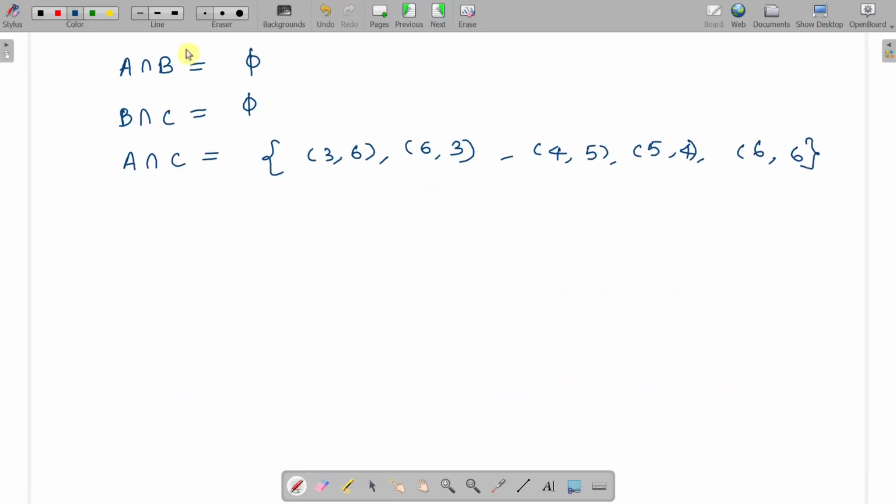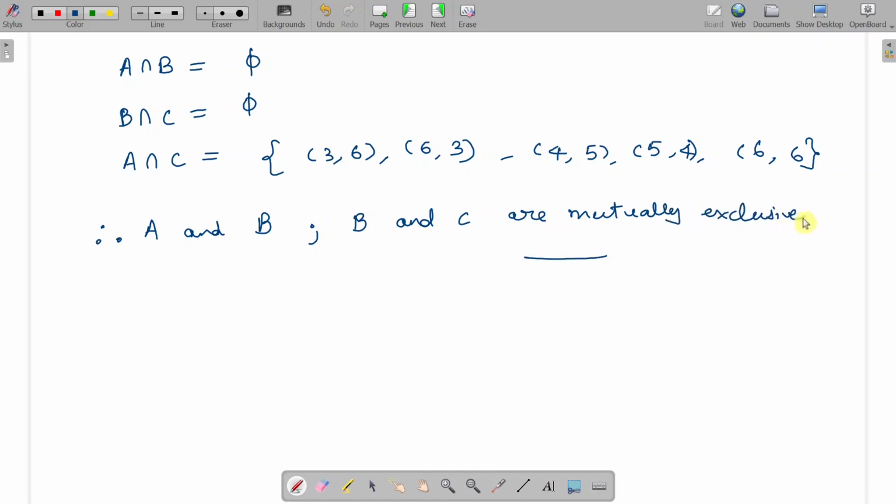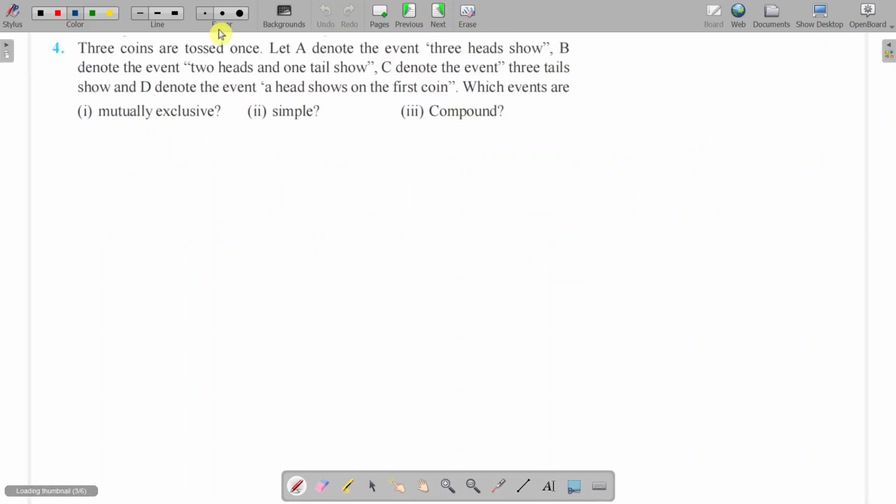So if you look at the sets, A and B are mutually exclusive because the intersection is empty. So therefore A and B, also B and C are mutually exclusive because again the intersection of B and C is empty. So B and C are mutually exclusive, okay. So have you understood this? Like this you have to solve this. So that was the problem 3. Now let us go to the problem 4.